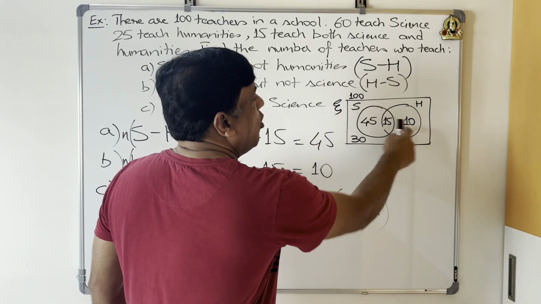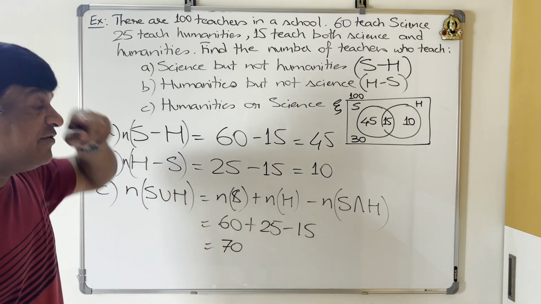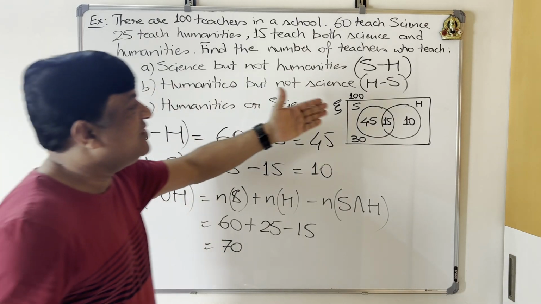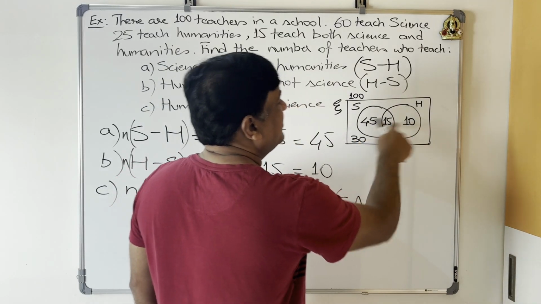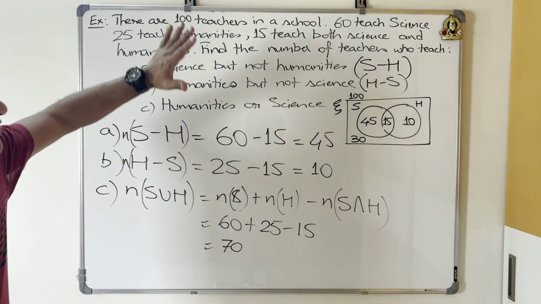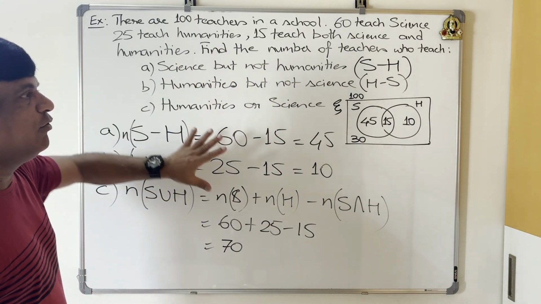We guessed it earlier, including all of them, that it is 70. The total number of teachers teaching either science or humanities is 70, which is 45 plus 15 plus 10. This is the answer. This is how you need to approach these problems, using Venn diagrams, formulas and all those things.